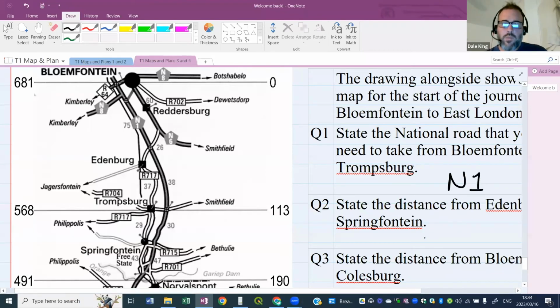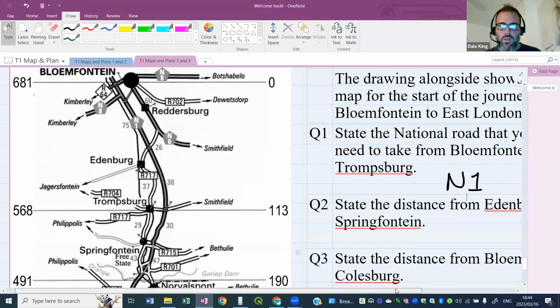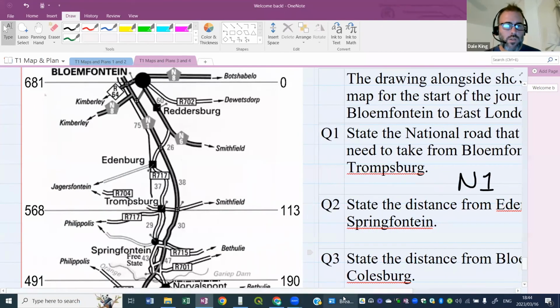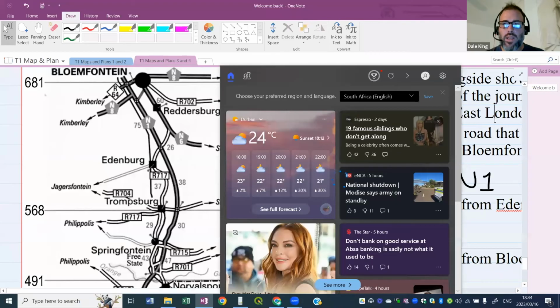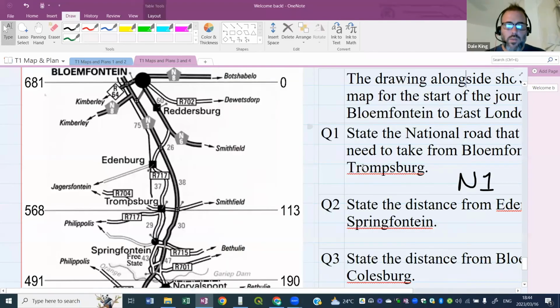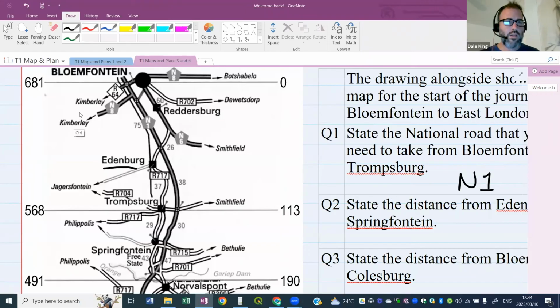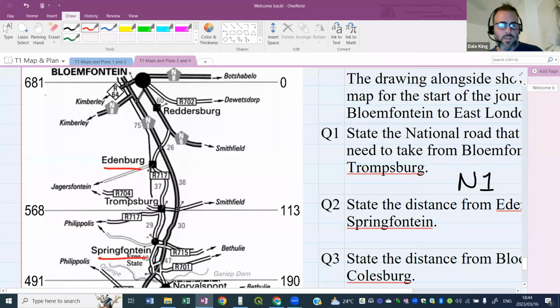Okay, good. Number two, state the distance. State it, don't calculate. State the distance from Edinburgh to Springfontein. So find Edinburgh, find Springfontein, look for pins, look for numbers. What's the distance from Edinburgh to Springfontein? I'll show you. There's Edinburgh. Let's do it red. There's Edinburgh. There's Springfontein. All right. So there's Springfontein. There's Edinburgh. What's the distance between the two?